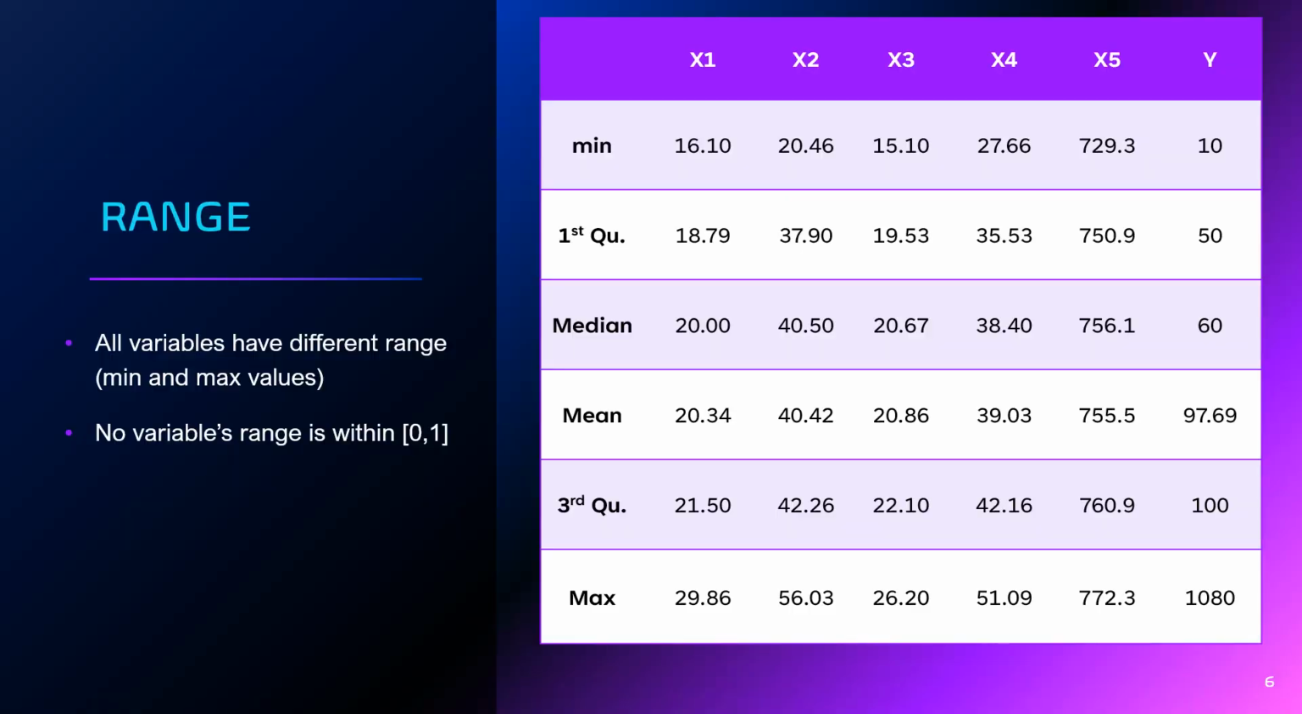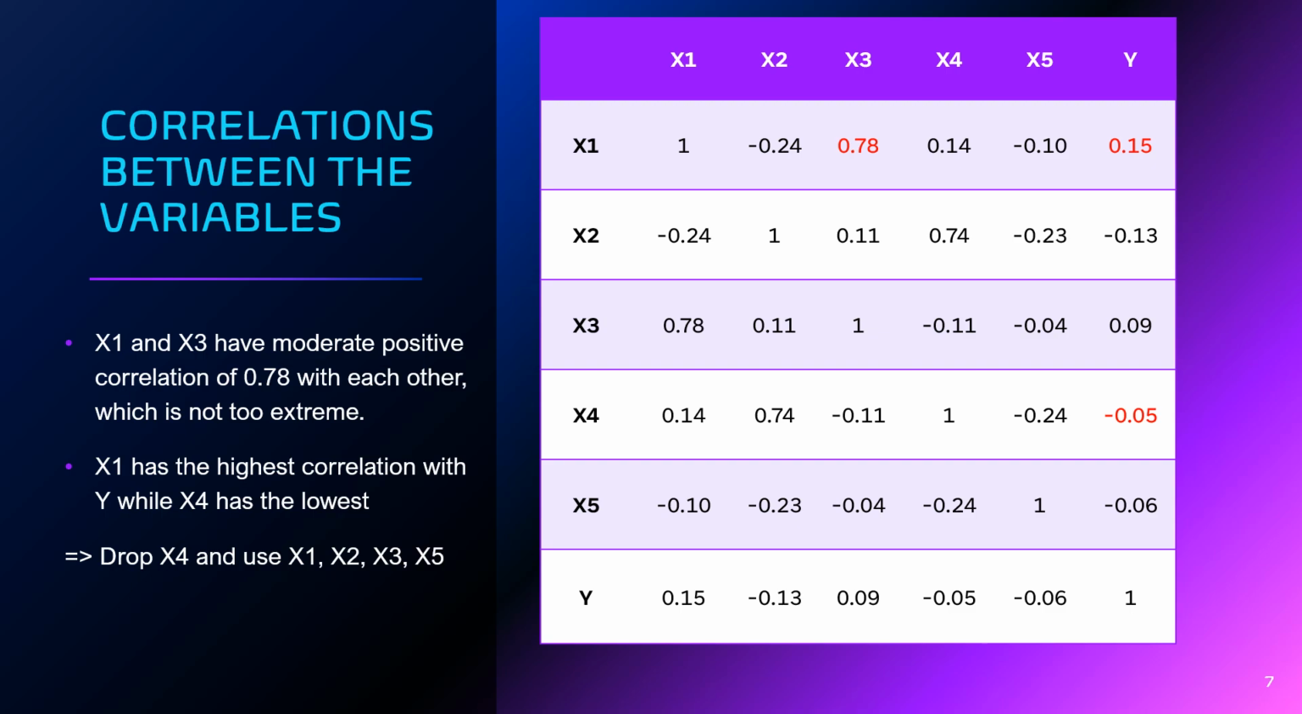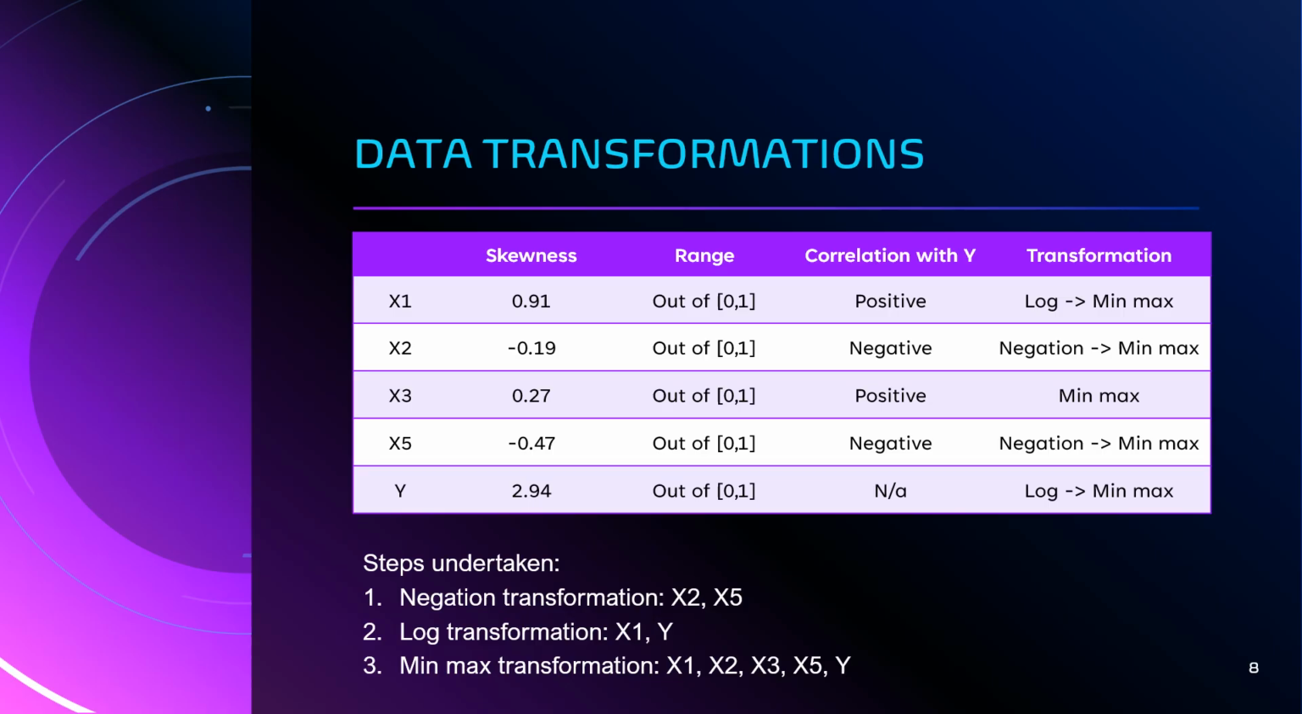Looking at the range of all of the variables, we can see that all of them are out of the range from 0 to 1 based on their mean and max values. So we'll have to do normalization later on. About the correlation matrix, we can see that X1 and X3 had some moderate correlation, but it's not too extreme. And X1 has the highest correlation with Y. Meanwhile, X4 has the lowest correlation.